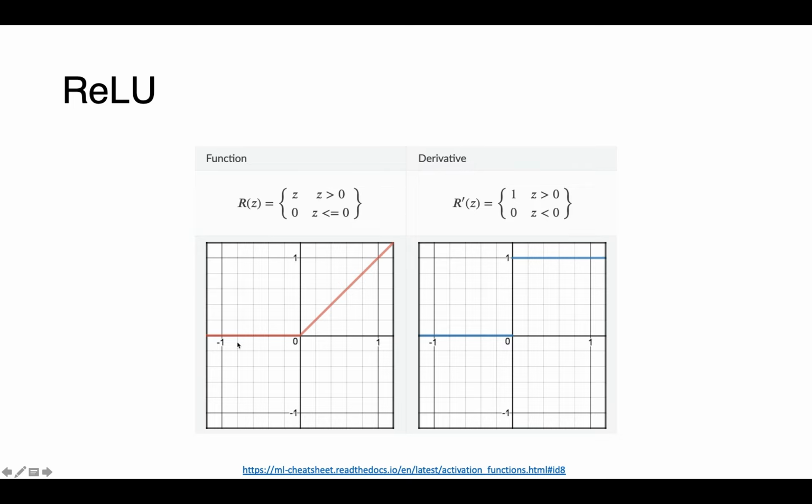So you can see the activation R of Z. Z is the input of the activation function. So it will be just Z. It gives you the same thing if your input is positive, and it gives you zero if it's zero or negative.